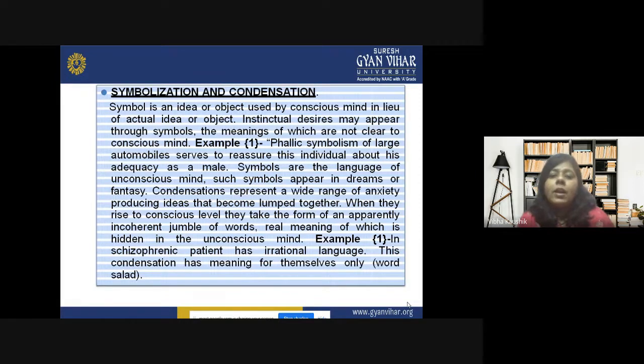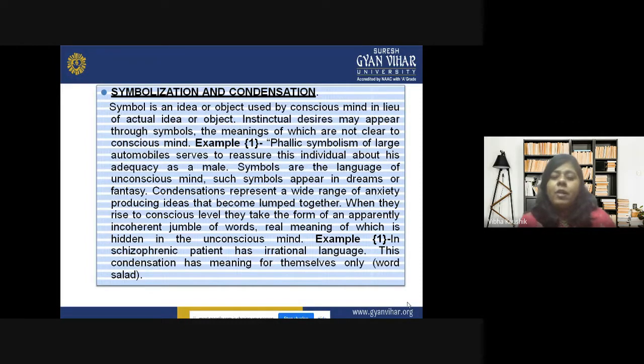Symbolization and condensation. A symbol is an idea or object used by the conscious mind in lieu of the actual idea or object. Instinctual desires may appear through symbols, the meaning of which is not clear to the conscious mind. Example: the phallic symbolism of a large automobile served to reassure this individual about his adequacy as a male. Symbols are the language of the unconscious mind. Such symbols appear in dreams or fantasy.